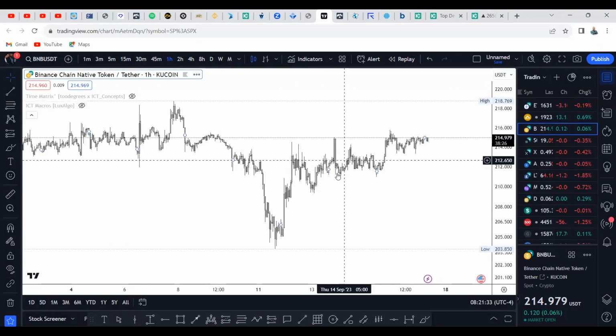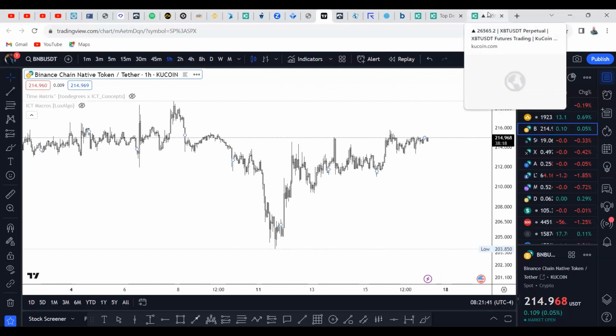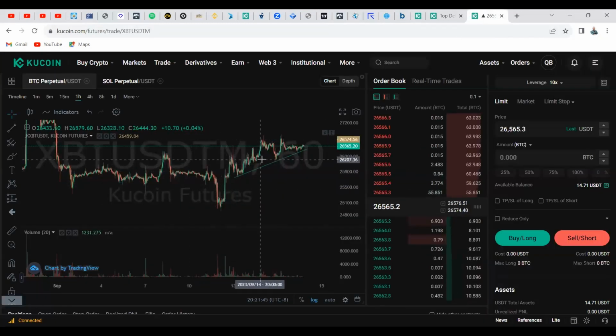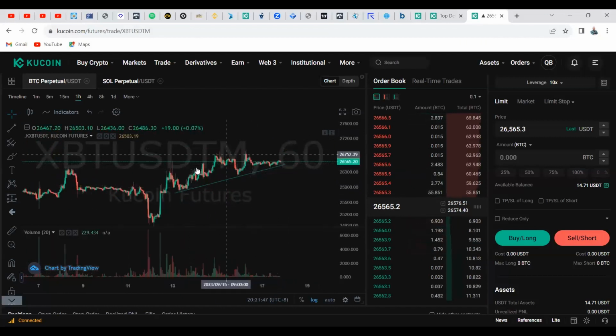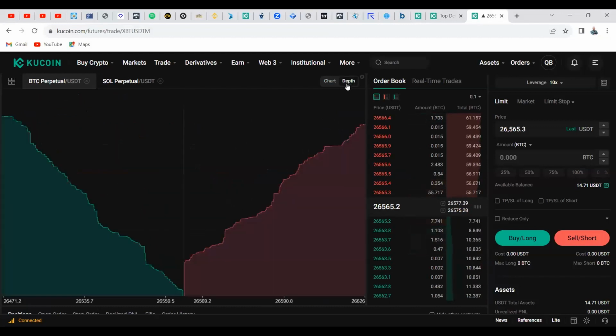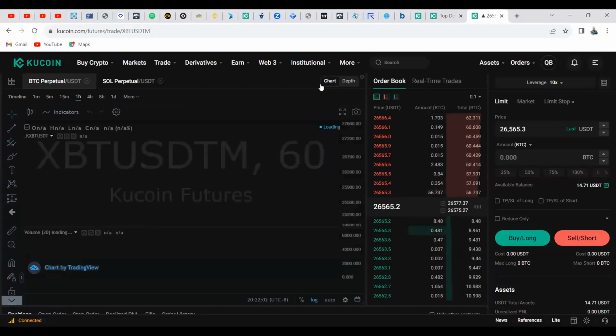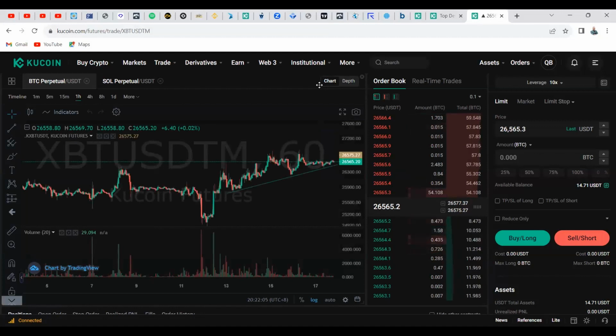So you want to make sure that the exchange or the broker that you're using is that of where you are trading. This is part of the reason why I love both TradingView on KuCoin and the normal TradingView. You can see this is the chart, and when you click on depth, you can see the depth of the market between buyers and sellers. Cryptocurrency exchanges like this one are very, very important.